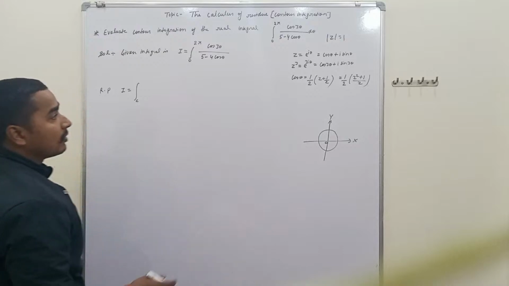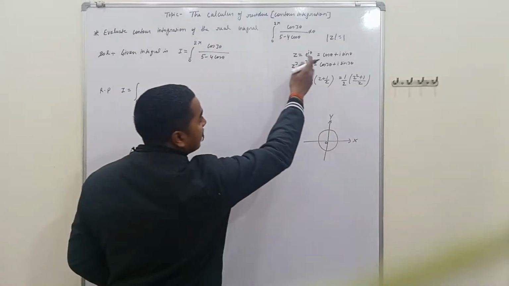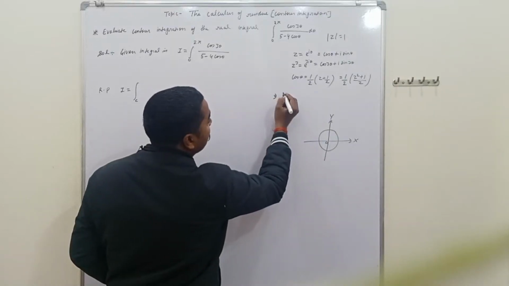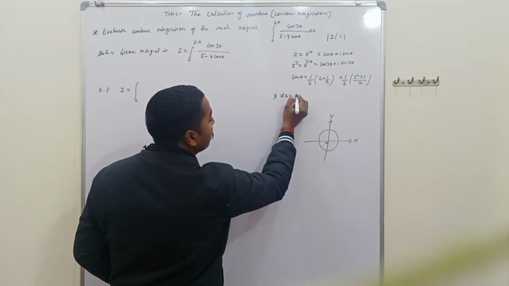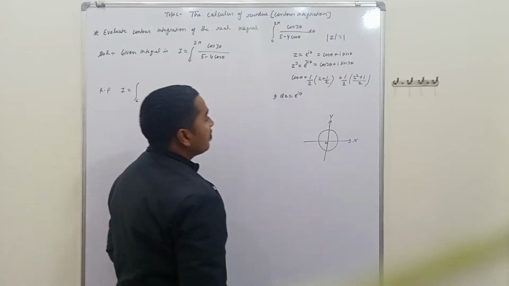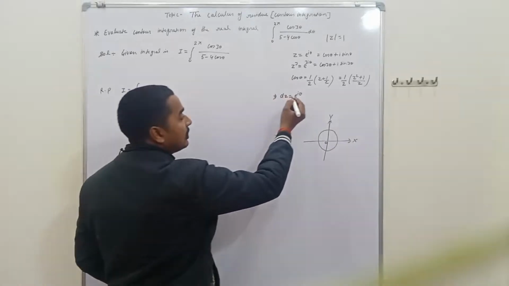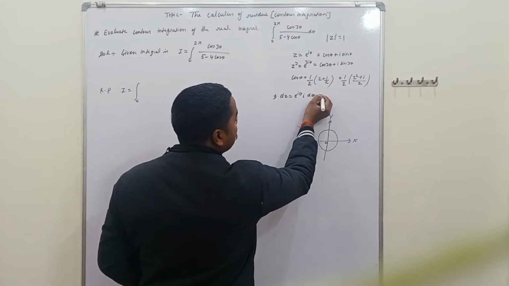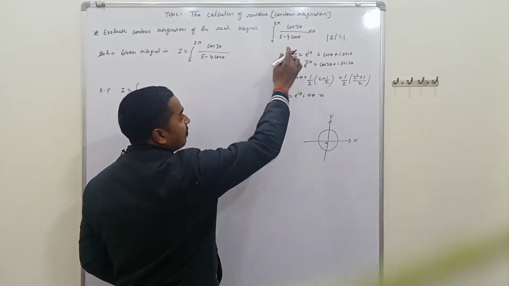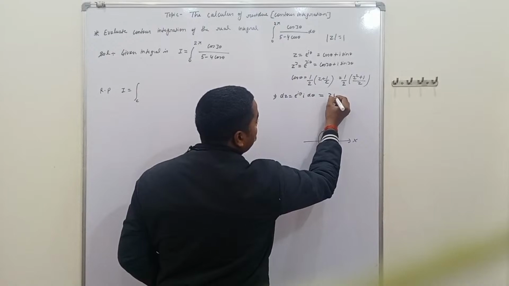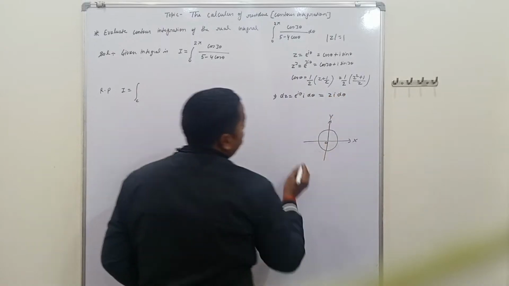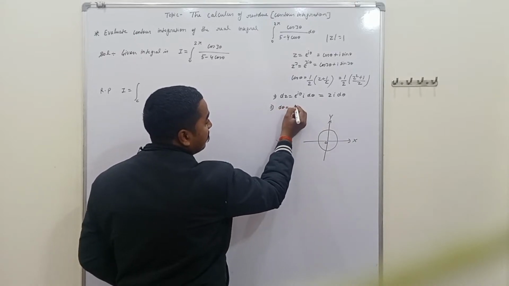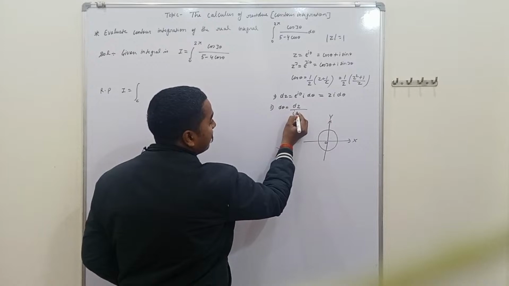First we have to put the following values. z is equal to e to the power i theta, differentiating with respect to theta, that is dz is equal to e to the power i theta times i d theta. From here, in place of e to the power i theta we put z, that is z into i d theta. Further we find the value of d theta, that is d theta is equal to dz upon iz.